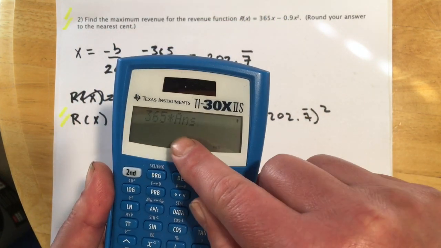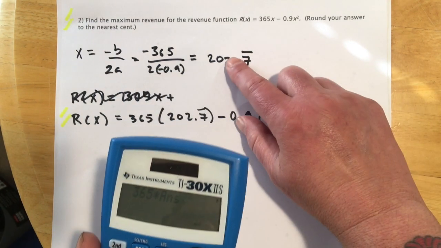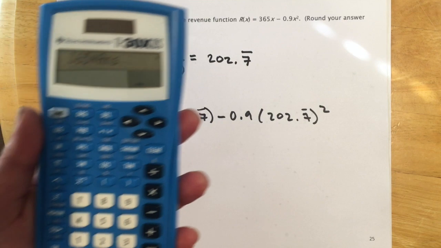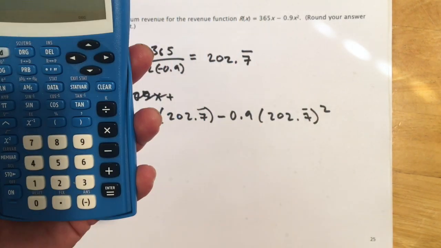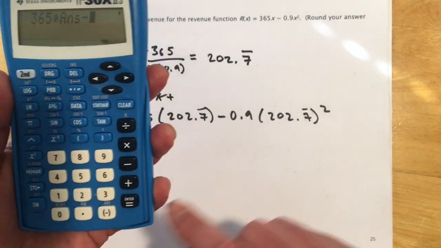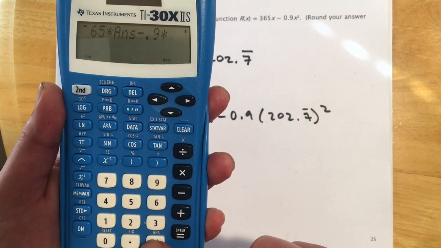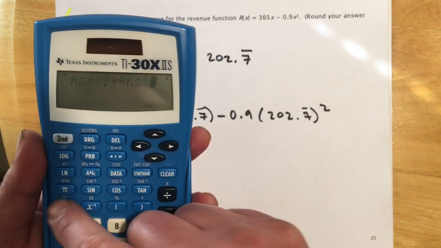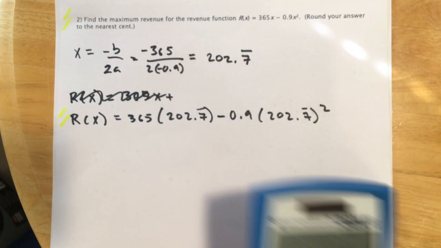And what that does is it copies the answer from your last answer that you just calculated, which was this number, and pastes it here. And then you don't have to type all that mess out. So somewhere down in here you will have a button that says answer, and it's different on different calculators, but you're going to want to find that. And then we're going to go minus 0.9 times, and then again second answer, and it just copies that in, and then squared.